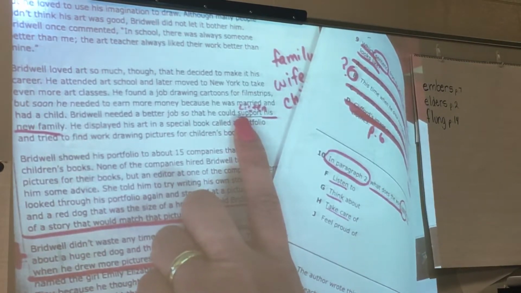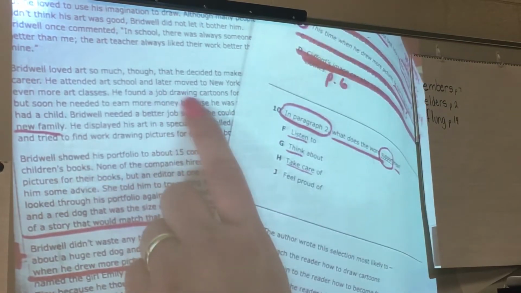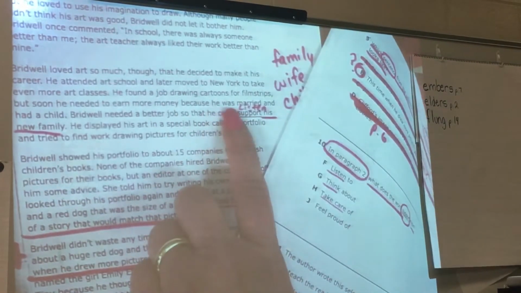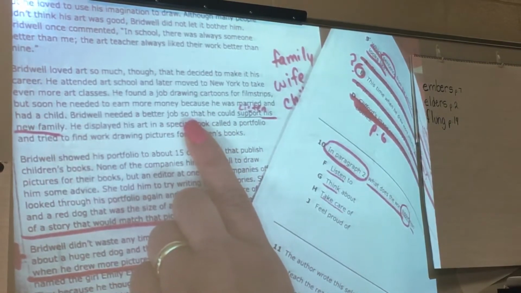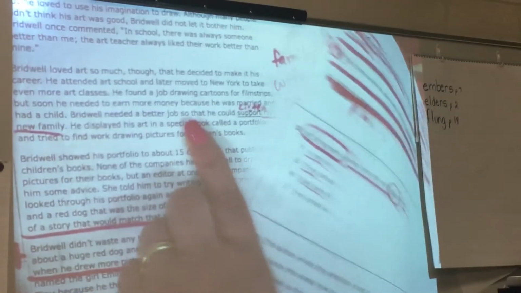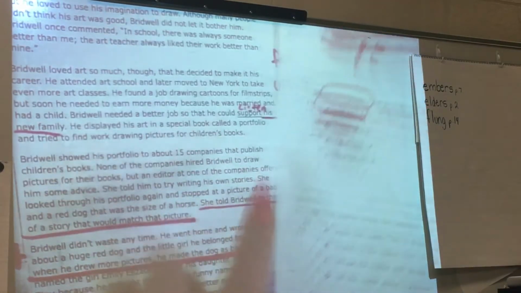He had a job, he found a job drawing. That's what it said in the sentence before, but now he was married and he had a kid. He needs a better job. Does he need a better job to listen? No. That's an OP. Now we have 3 more.